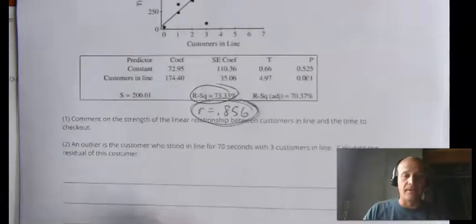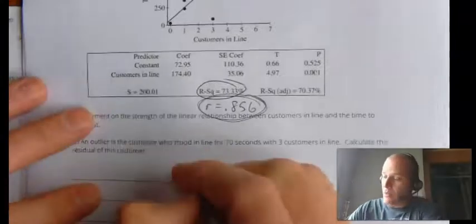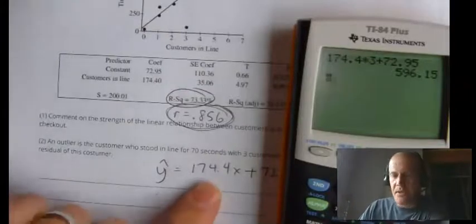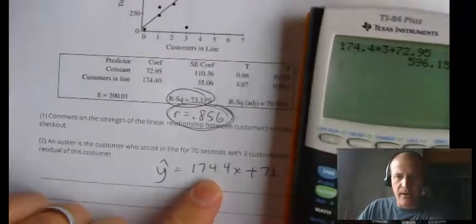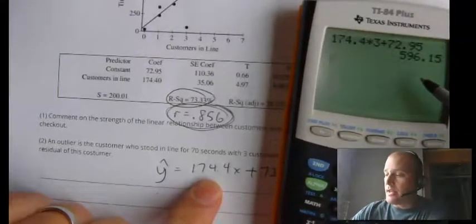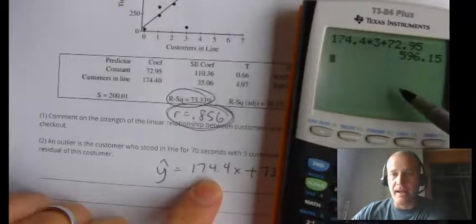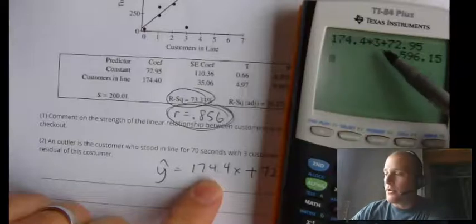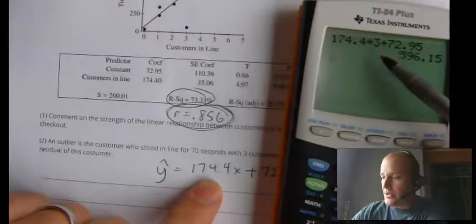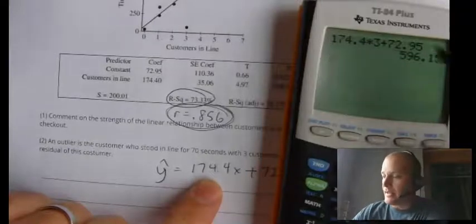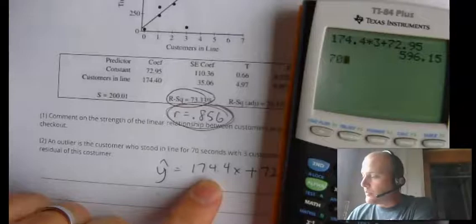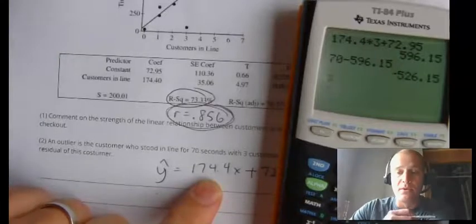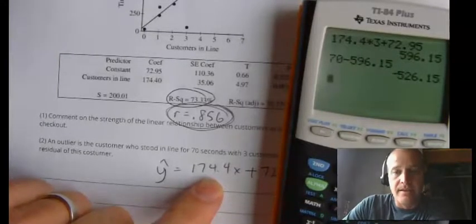And so for the outlier, what we're going to do is use that y hat. So here's the y hat again. Our least squares regression line is right there. So if I use it to predict the wait time for 3 customers in line, I get 596 seconds. So this is my predicted wait time for 3 customers in line. And a residual is the actual minus the predicted. Well, the actual is 70, and the predicted is 596.15. So my residual is about negative 526 seconds.